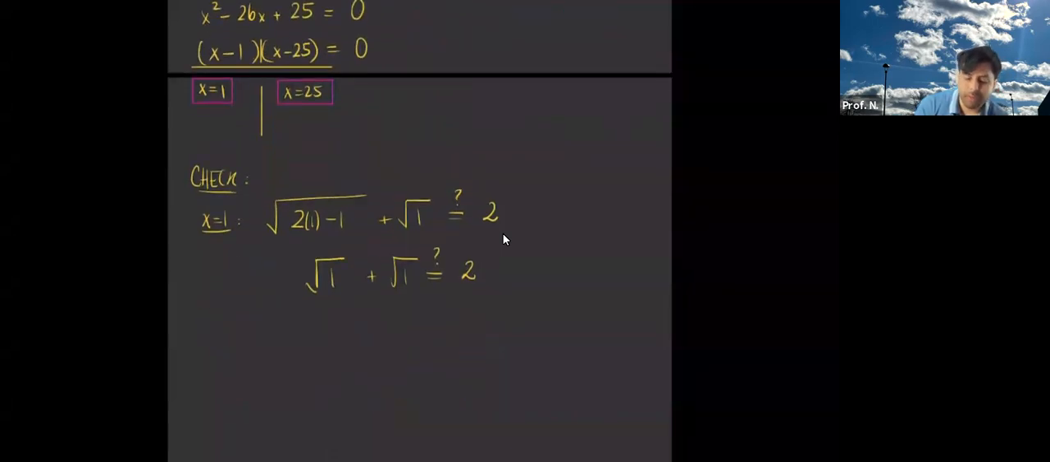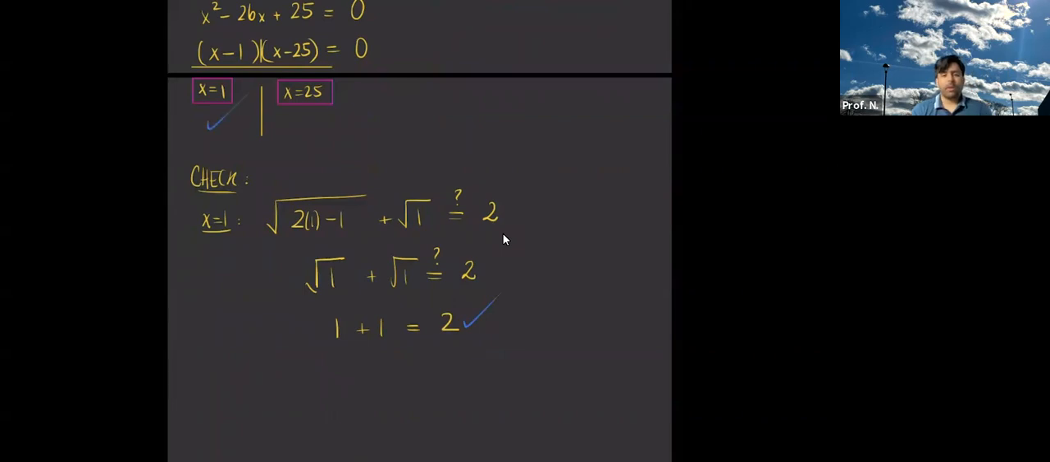Well, the square root of 1 is 1. And 1 plus 1 does equal 2. So x equals 1 works. That works. Now let's plug in 25, because that's the other apparent solution.